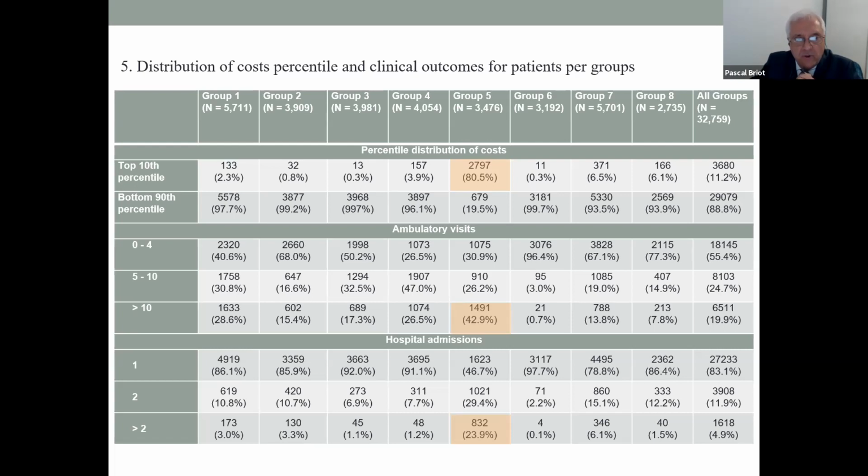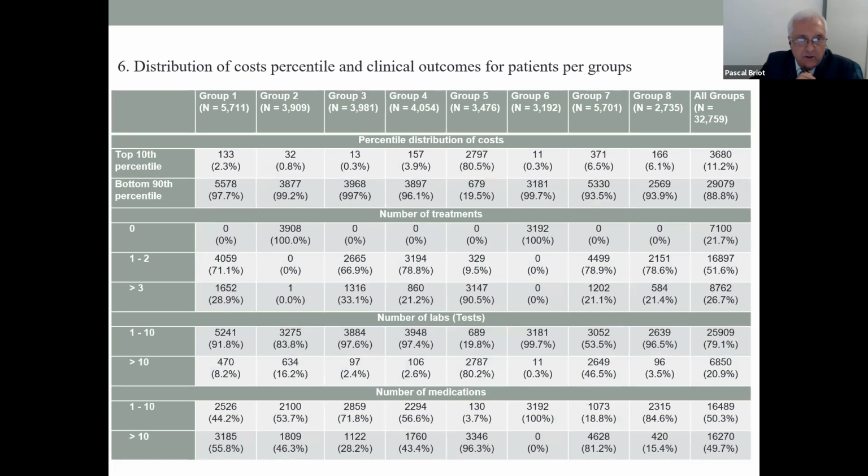But here, with respect to these costs, well, first in terms of the top 10 percentile, remember what Gilles said, he said, well, these are the people who cost the most, but also utilize 50% of the resources. And then this group 5 literally pops out at you. And then you can see that it translates into a lot more ambulatory visits. 40% of that group has 10 or more ambulatory visits. So not only do they use a lot of acute care resources, but they also use a lot of ambulatory resources through our system. And there again, this group has more than 2 admissions within 2019. Next slide, please.